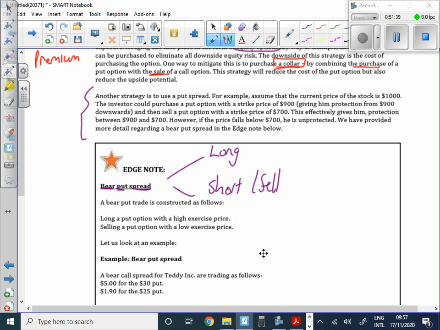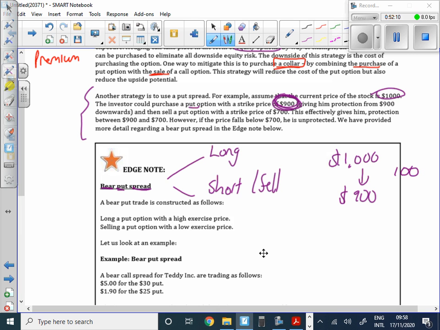So look over here. For example, the current price of the stock is 1,000. You could buy a put option at 900. What does that mean? That means if the stock drops from 1,000 down to 900, you are not protected, because your exercise price is 900. So the first $100 is your own loss. From 900 you are protected.